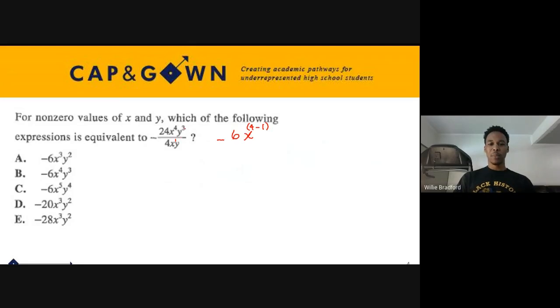And then I'm going to do the same for my y. Y to the 3rd minus y to the 1st. Okay, simplify that. 6. X to the 4 minus 1 is 3. 3 minus 1 is 2. And let's see if we have an answer choice that looks like that. First one, 6, x to the 3rd times y to the 2nd. Again, not too bad, same concept. Let's look at another.